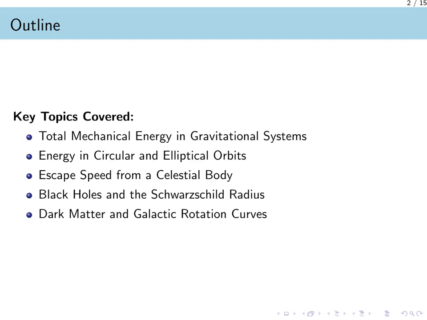Next, we will explore an extreme case of gravity by examining black holes, introducing the idea of the Schwarzschild radius and the event horizon. We will conclude by looking at the orbital motion of stars within galaxies, showing how unexpected observations of their speeds provide strong evidence for the existence of dark matter.